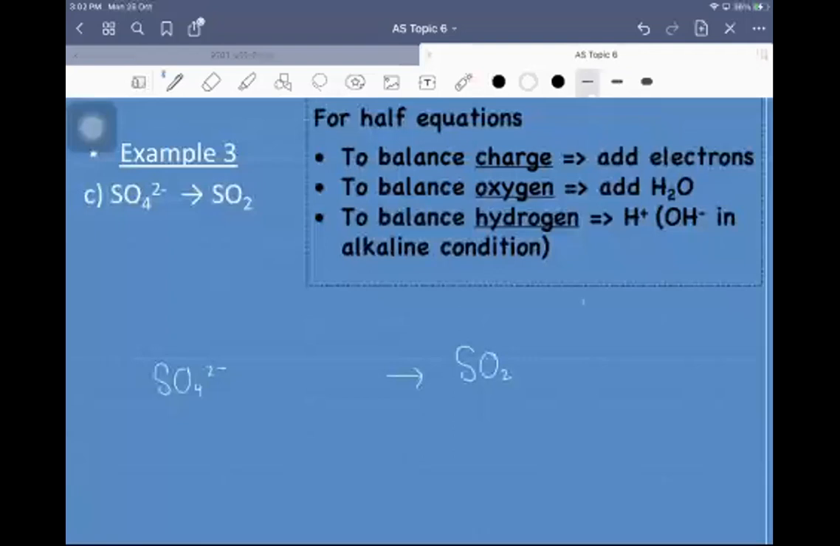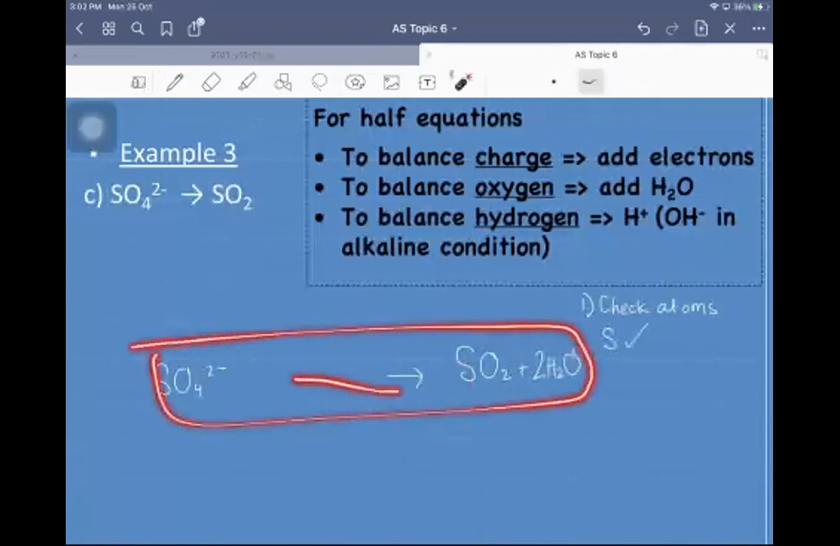Again, number 1, check atoms. I'll start with sulfur. I've got 1 sulfur on the left. I've got 1 sulfur on the right. Sulfur is balanced. Oxygen is not balanced. I've got 4 oxygen on the left and 2 oxygen on the right. So that means I need 2 H2O.